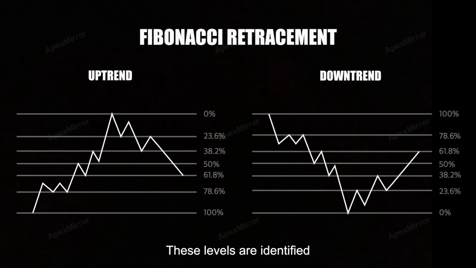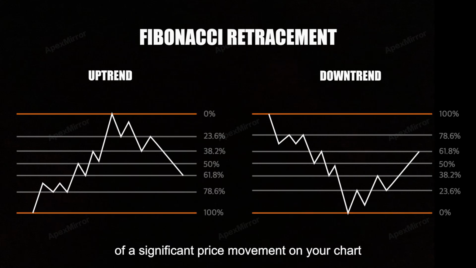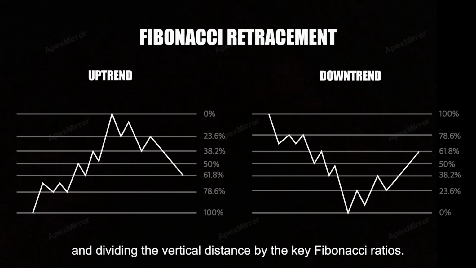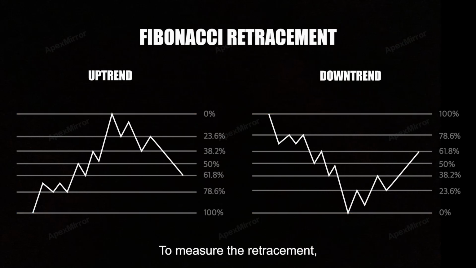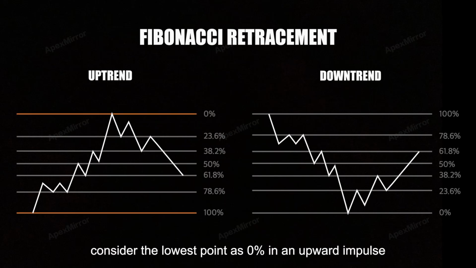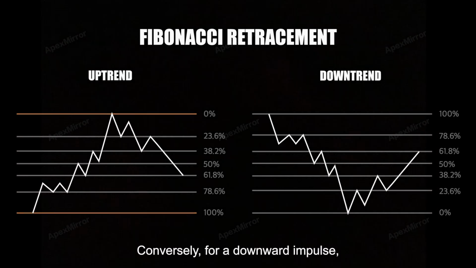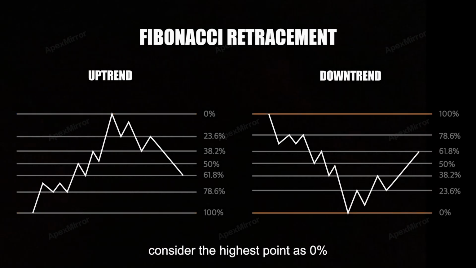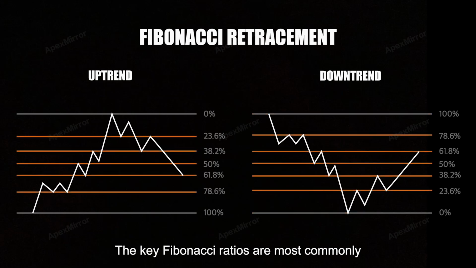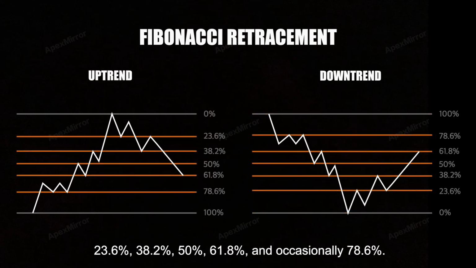These levels are identified by marking the highest and lowest points of a significant price movement on your chart and dividing the vertical distance by the key Fibonacci ratios. To measure the retracement, consider the lowest point as 0% in an upward impulse and the highest point as 100%. Conversely, for a downward impulse, consider the highest point as 0% and the lowest point as 100%. The key Fibonacci ratios are most commonly 23.6%, 38.2%, 50%, 61.8%, and occasionally 78.6%.